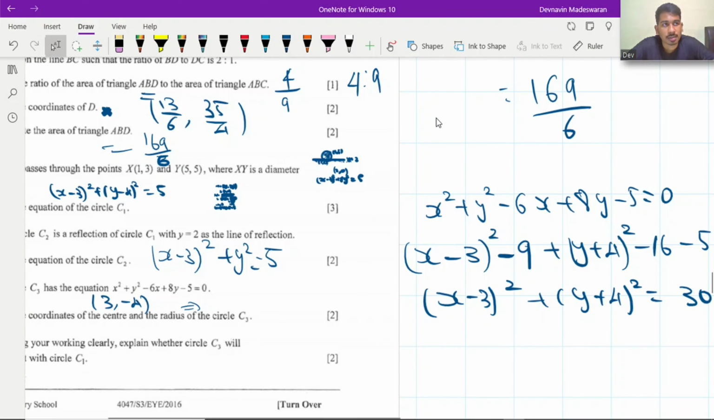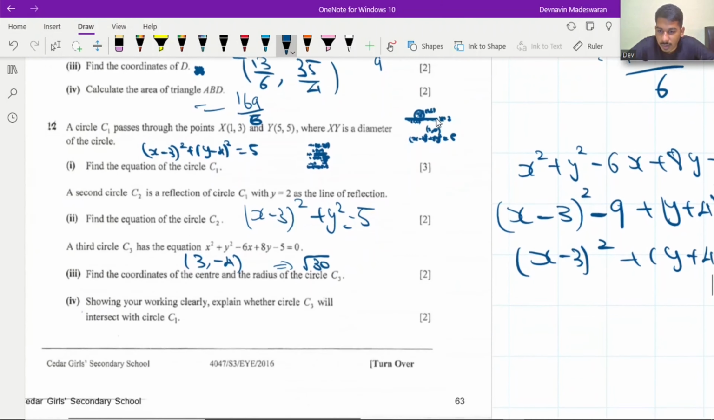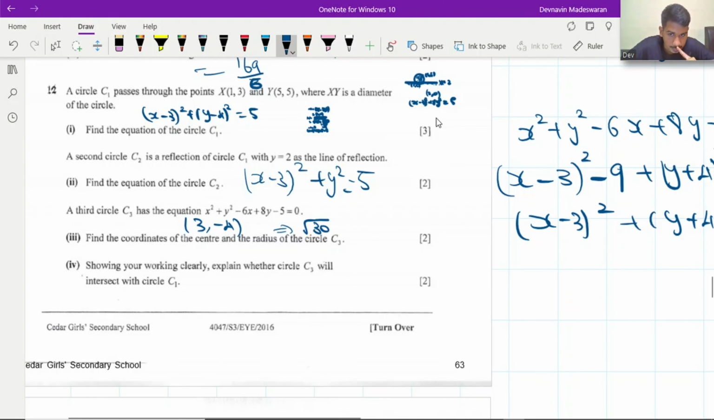So what is square root 30? Square root 30 is, yeah, square root 30. You can't change it to anything simpler, because it's 2 times 3 times 5. Okay. Show your working clearly. Explain whether circle C3 will intersect circle C1.